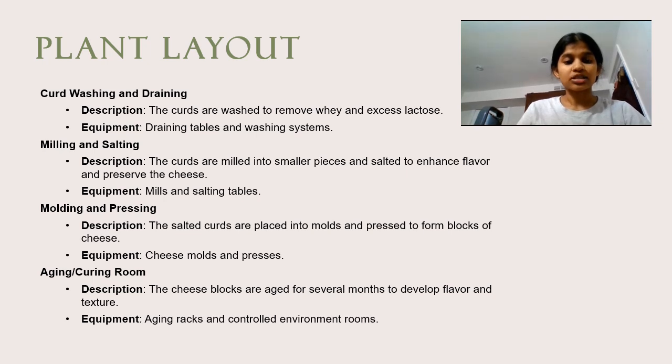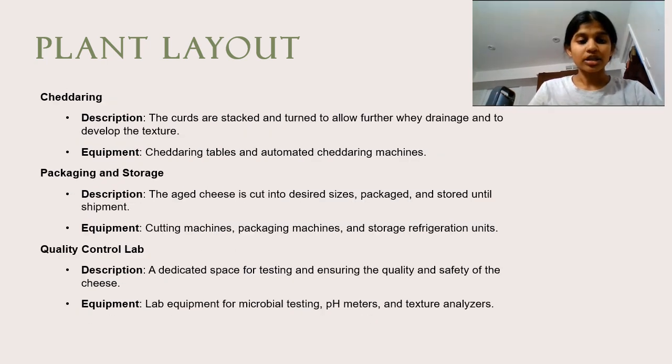The next room is the aging or curing room. The equipment we used in the aging or curing room is aging racks and controlled environment rooms. The cheese blocks are aged for several months to develop flavor and texture. Then the next step is cheddaring. The description is that the curds are stacked and then turned to allow for whey drainage and to develop the texture. The equipment used was cheddaring tables and automated cheddaring machines.